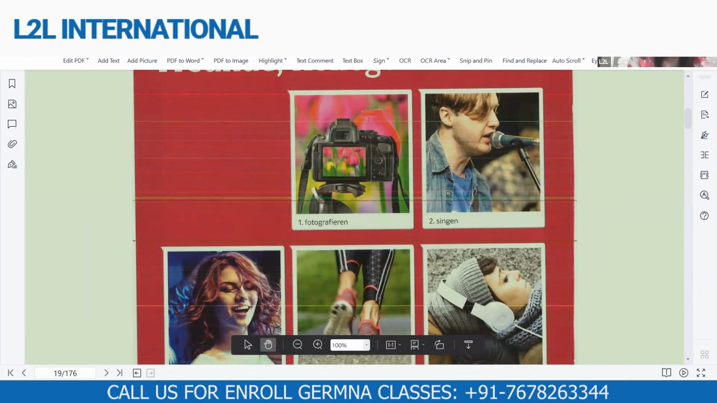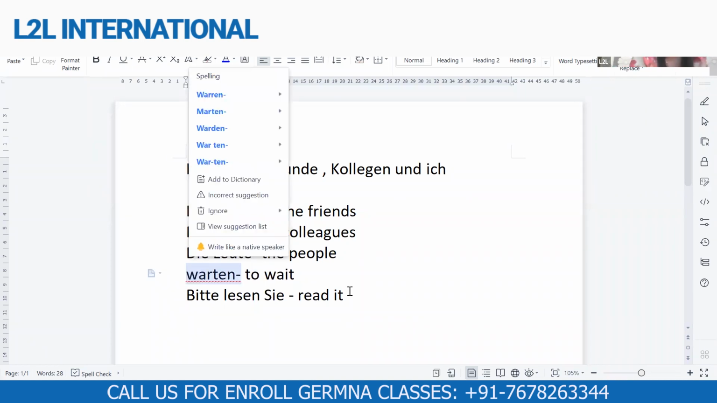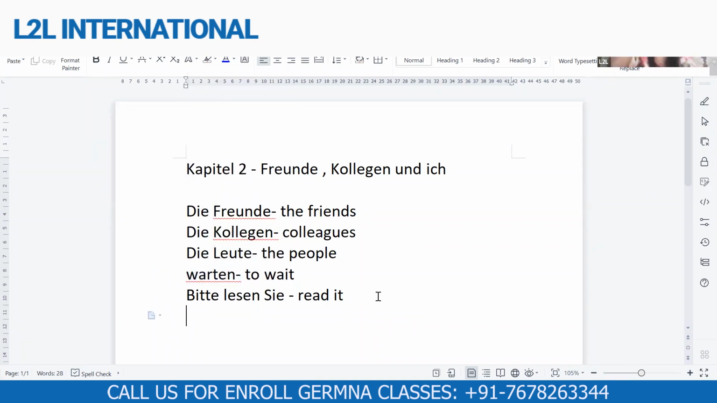Before I proceed further, there are some German words I need to tell you because I've been using them and you should know. When I say warten, that means to wait. When I say bitte lesen Sie, lesen means to read. So you need to understand that ma'am is asking to read something. Warten is to wait. It's a regular verb in German. And ein Moment, I already told you.